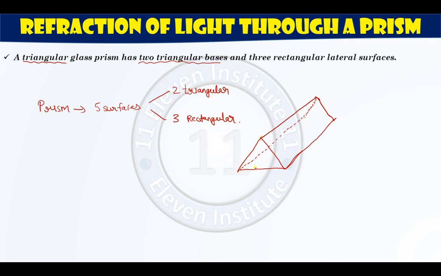So this is the first triangle. Here you can see the second triangle. Now this is one rectangle over here. Here you can see another rectangle, this one. This is the second rectangle, and one rectangle is at the base. So three rectangular surfaces and two triangular surfaces, total 5 surfaces make the prism, and this angle between the two rectangles or two lateral surfaces is known as the angle of prism.